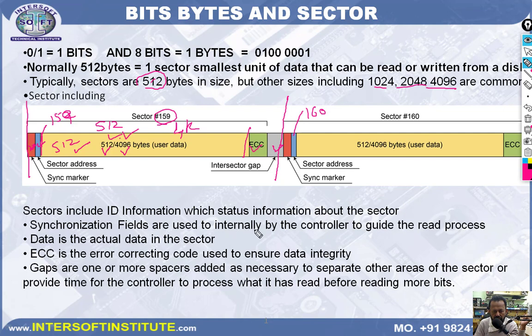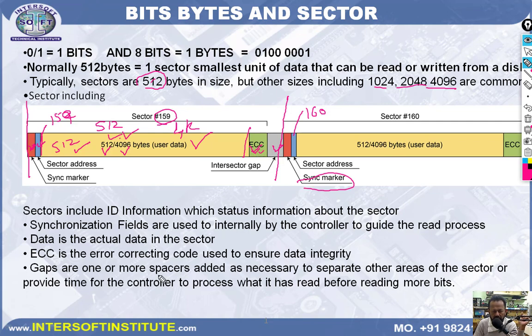Synchronization fields are used internally by the controller to guide the read process. The synchronization marker is important to give the address for the head to read and write. Data is the actual data, your 512 bytes. ECC, error correction code, is used to ensure data integrity, whether the data is okay or not, and that is from this ECC.